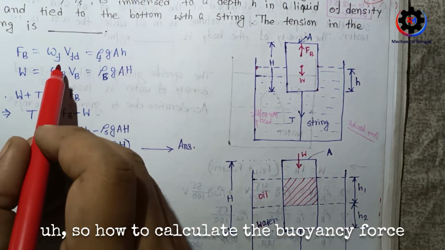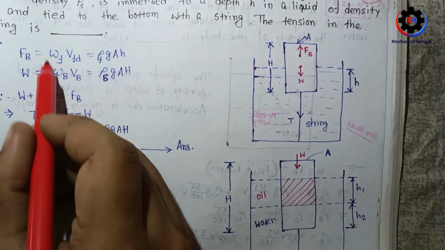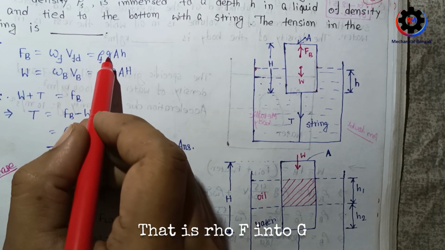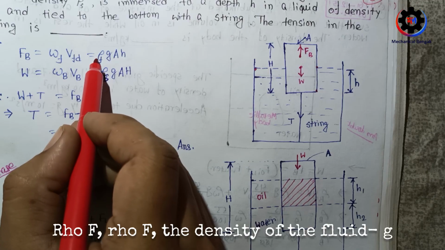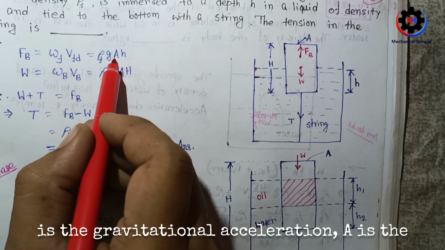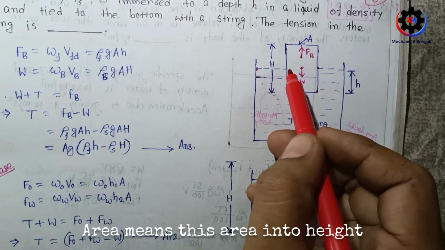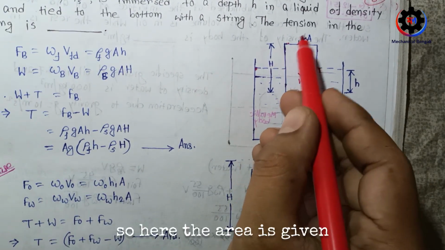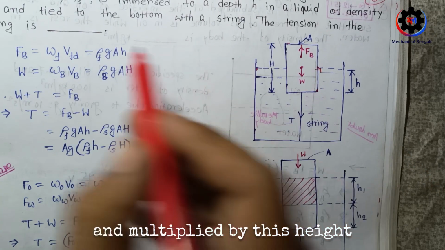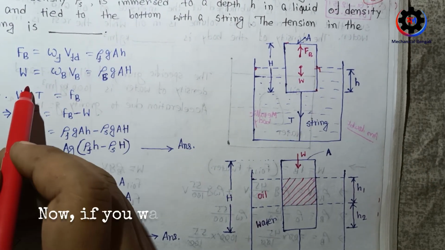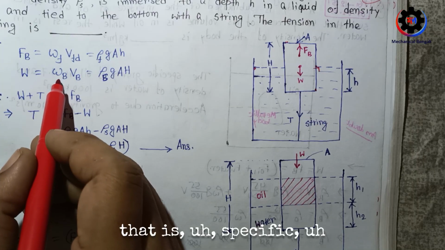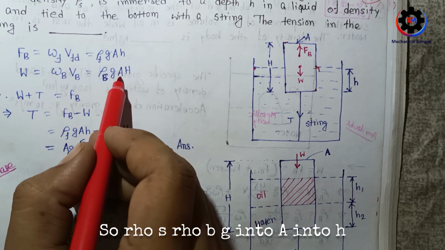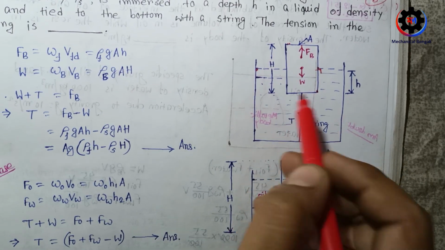So how to calculate the buoyancy force? Buoyancy force is omega F into V of fluid displaced. Omega F is the specific weight of the fluid. So how to calculate specific weight? That is rho F into G. Rho F is the density of the fluid, G is the gravitational acceleration, A is the area and h the height. Area into height, so area is given, multiplied by this height, you can find the volume displaced. Now if you want to calculate the weight of the body, that is specific weight of the body into volume of the body. So rho S G into A into H, where A is the area of the body and H the height of the body.